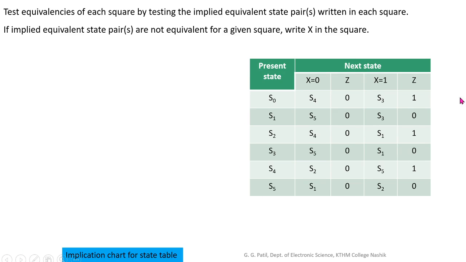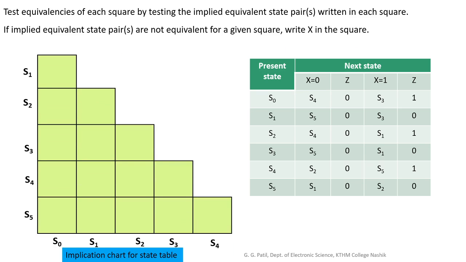So we'll see this example of a state machine where we have to find the equivalent states using the implication chart method. We'll see how it is to be entered and how to find the equivalent states. Test equivalencies of each square by testing the implied equivalent state pairs written in each square. If the implied equivalent state pairs are not equivalent for a given square, write X in the square. That is what we have discussed already.